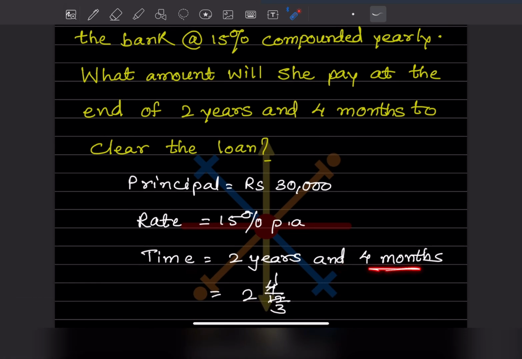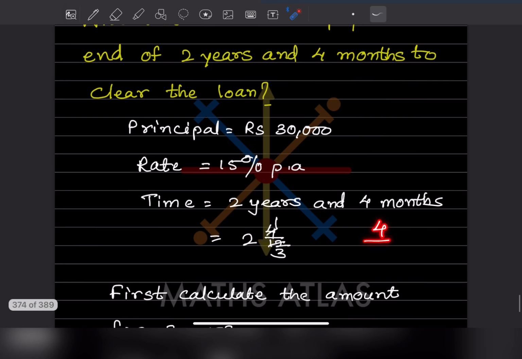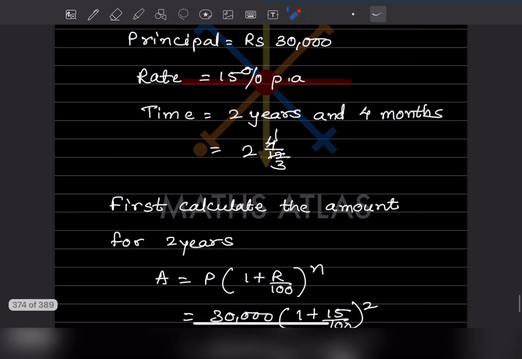So again, we can divide this 4 by 12 because in 1 year we have 12 months. So we can divide it by 12. So this will be 4 ones are 4, 4 threes are 12. So 2 years and 1/3. So what will you do here? Again, we will calculate the amount for the first 2 years.